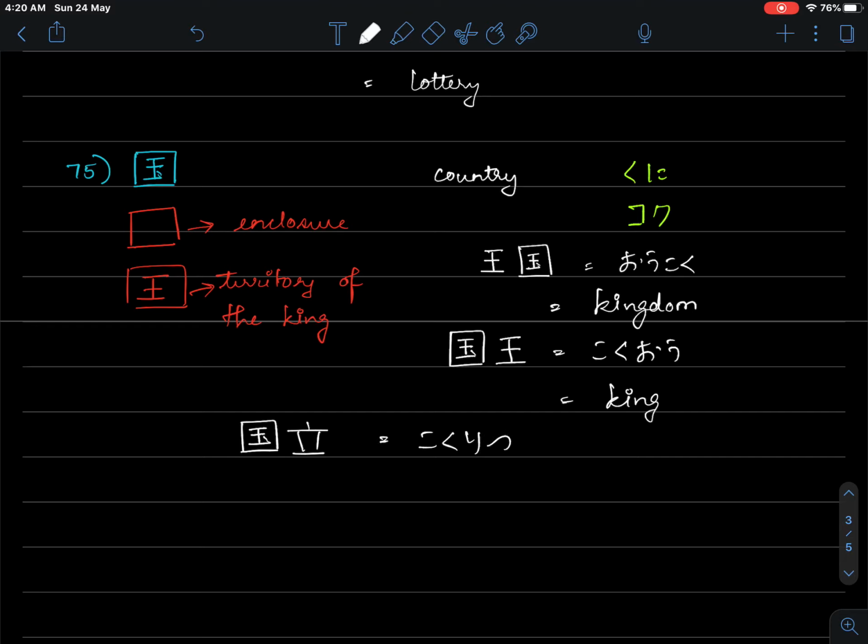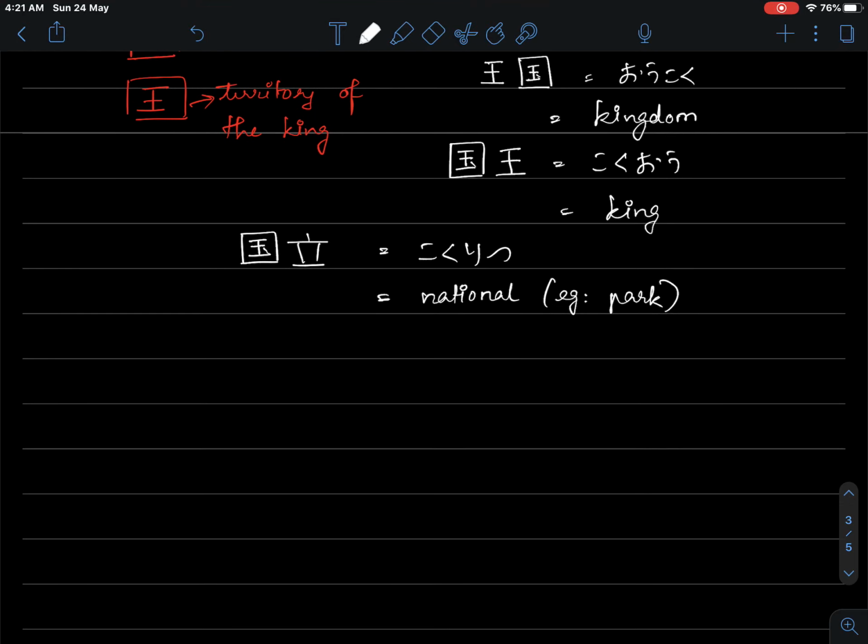It will be read as kokuritsu, and it means national. For example, park. Okay, national park would be kokuritsu-en or something like that. Okay, let's have a look at one more. I hope you remember this.